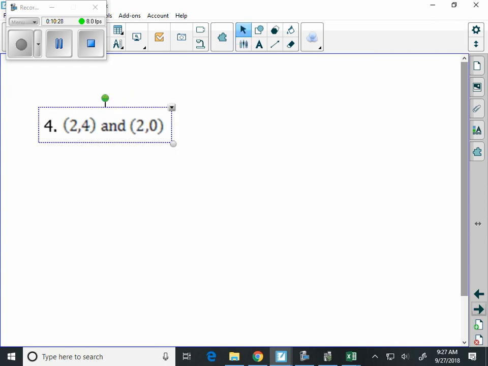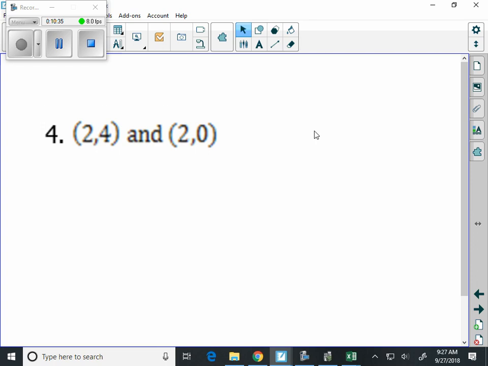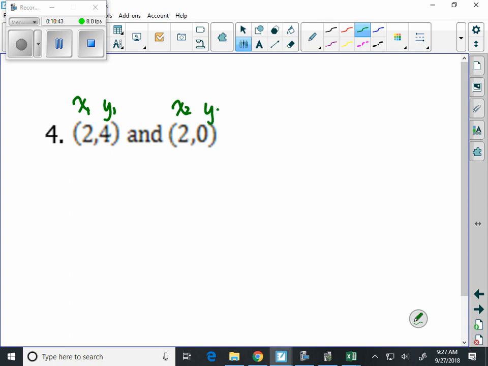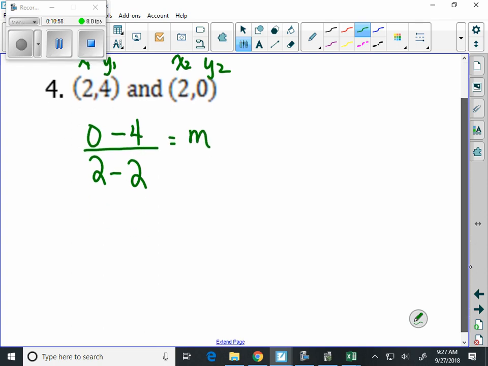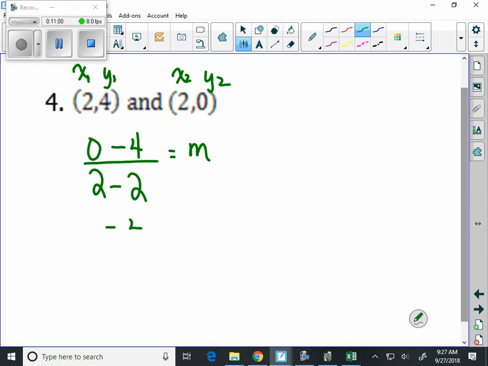Problem number 4. Same idea. And what we need is to label, and then we fill it in the formula. Here's x1, here's y1, here's x2 and y2. We fill it in. y2 minus y1 over x2 minus x1 equals our slope. And 0 minus 4 is negative 4. 2 minus 2 is 0.